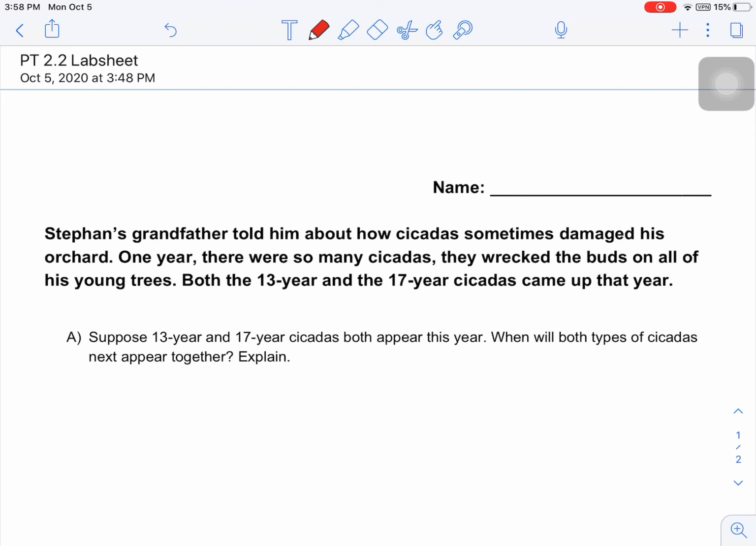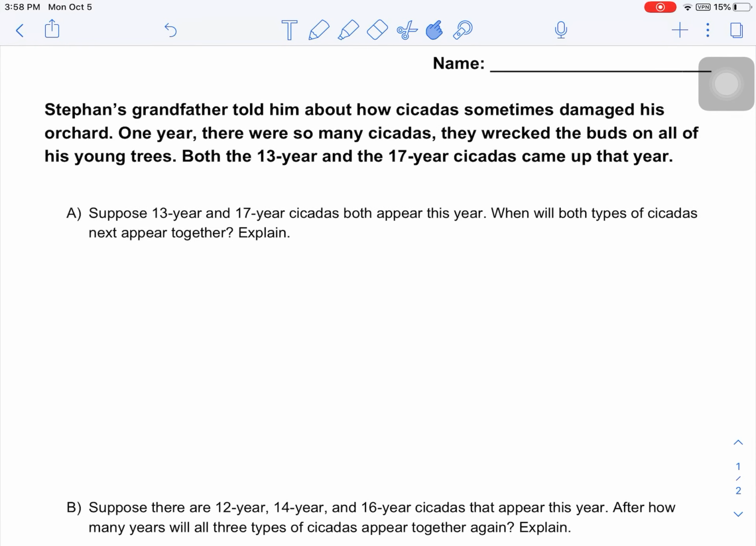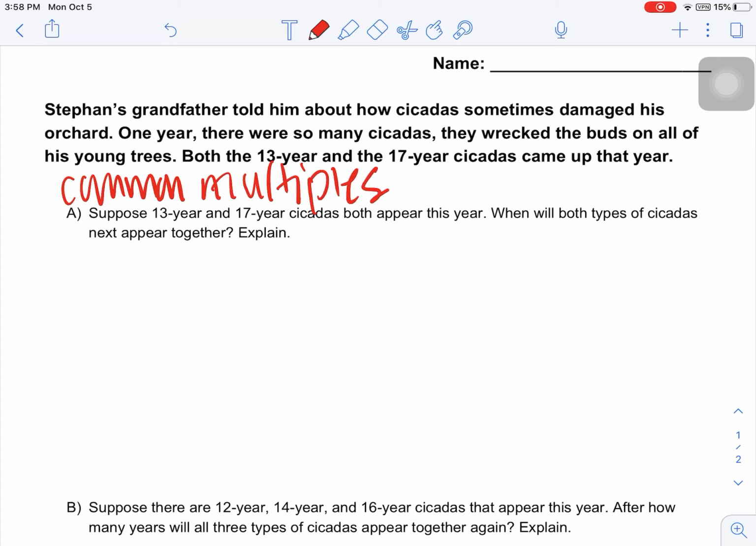At the very top here is what I just read to you. We're working on letter A here. We have the 13-year and the 17-year cicadas, and we want to know when they next appear. So we're working on those common multiples again today, an extension off of yesterday.